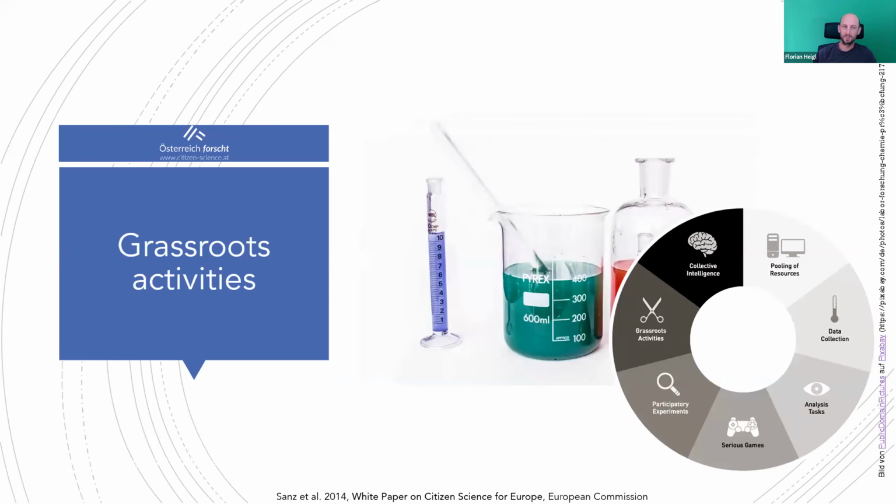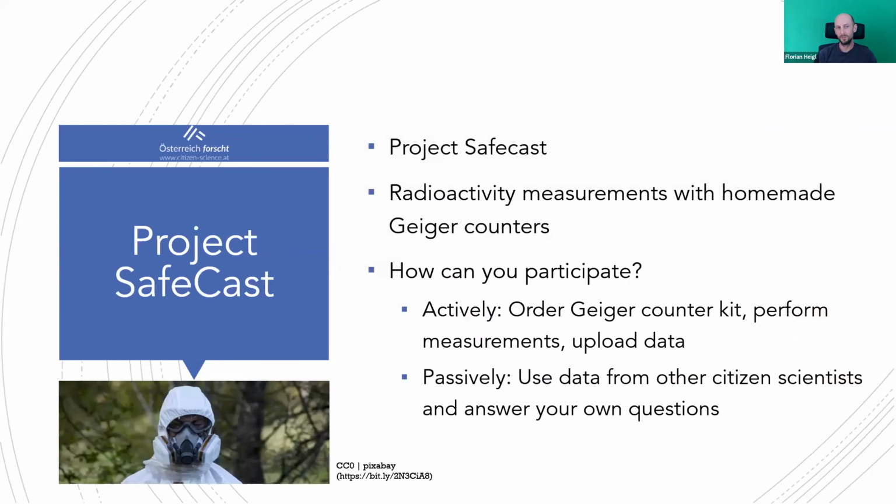And the last category is about do-it-yourself projects. So projects that are started and carried out without the involvement of scientists, or where scientists only join in towards the end of the project. And here a very impressive and dramatic example is the Safecast project, which originated in Japan in 2011 after the devastating earthquake with the tsunami and the accident at the Fukushima reactor.